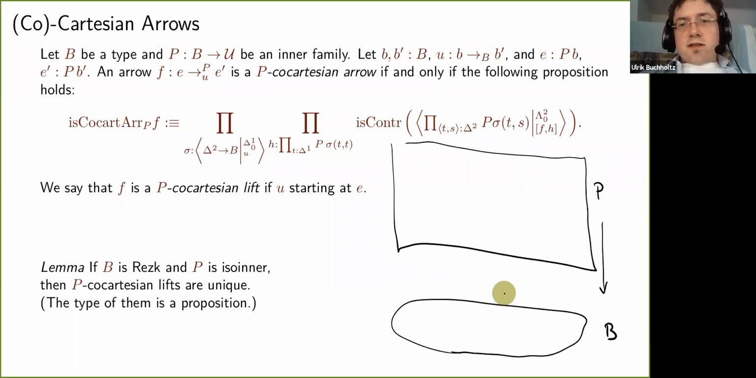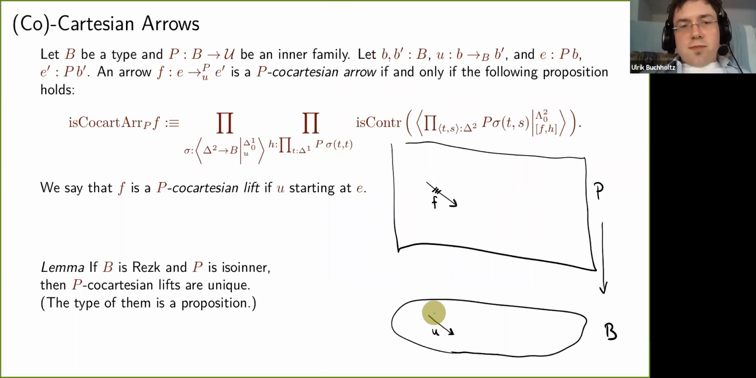Okay, so what are we defining? We are having an arrow F in the total type lying over some arrow in the base. Now we want to say, what does it mean for F to be a co-Cartesian arrow? And I'm going to decorate them with three little bars. That's just a piece of notation. Let's see. Okay, so what is the condition?